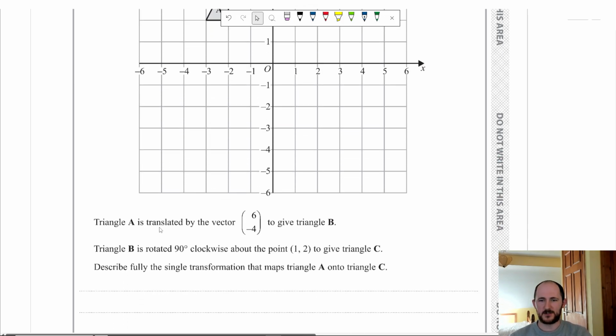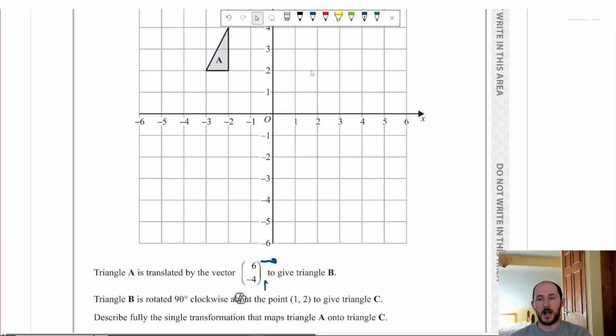Here it says triangle A is translated by 6, minus 4. Remember, the top number tells you how many to the right you're going. The bottom number tells you how many upwards you're going. So if it's 6 to the right, minus 4 upwards means you're actually going down. So each point here goes 6 to the right: 1, 2, 3, 4, 5, 6. Then 4 down: 1, 2, 3, 4.